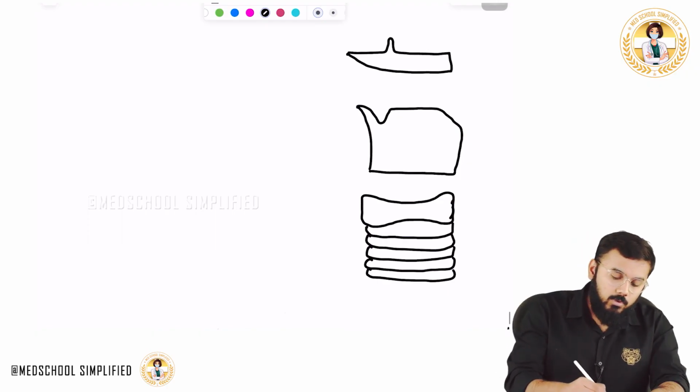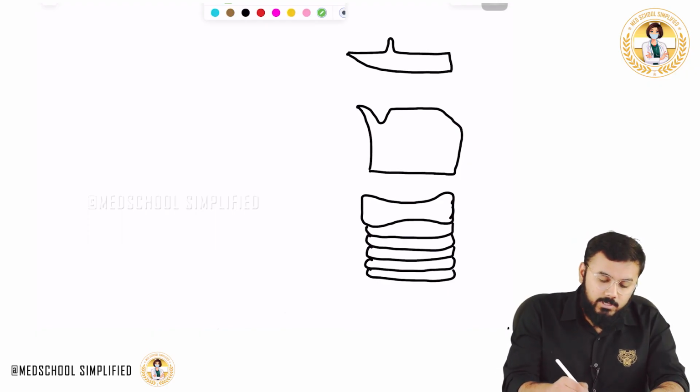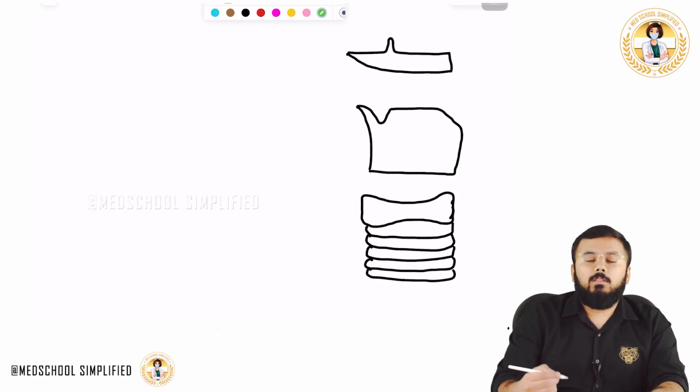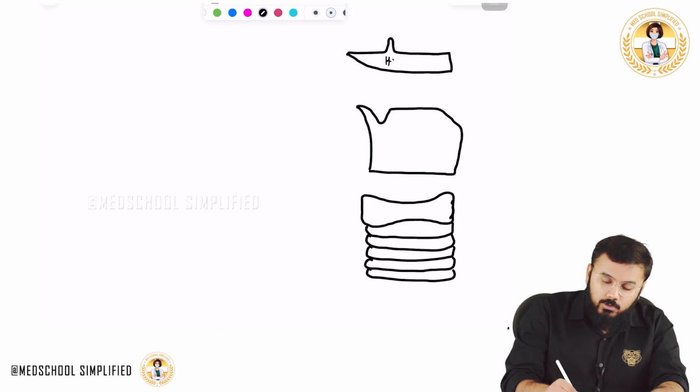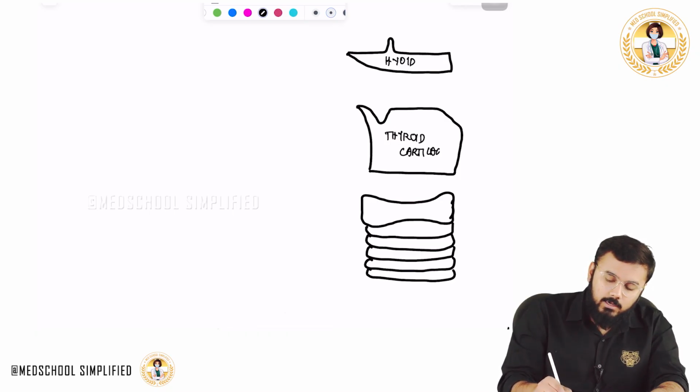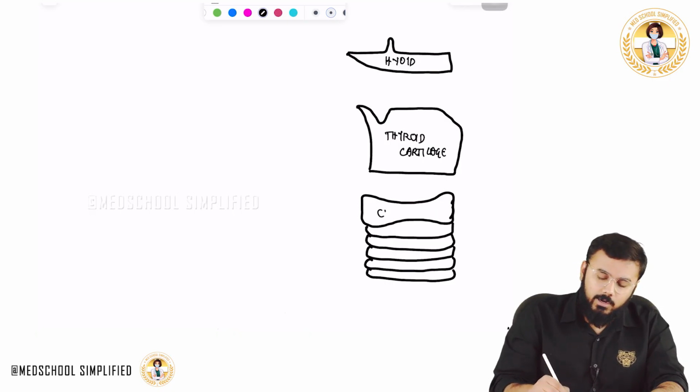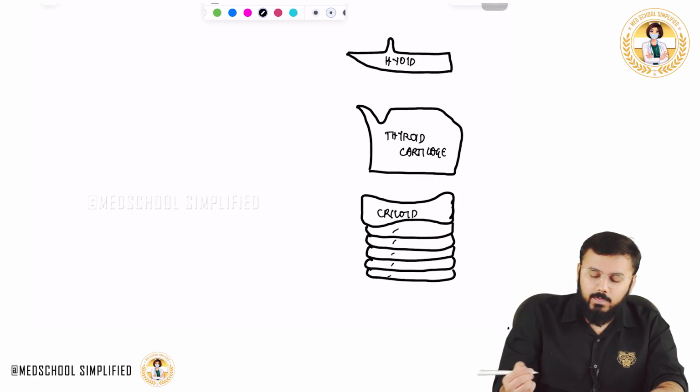Now I am drawing a membrane that is present between your thyroid. Let me write these things down to avoid confusion. This bone here is your hyoid bone, and this one over here is your thyroid cartilage. Beneath the thyroid cartilage, this one is the cricoid cartilage, and all these are your tracheal rings.